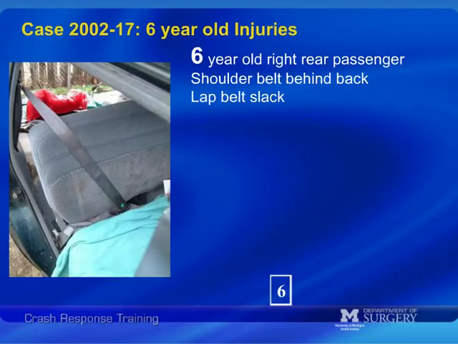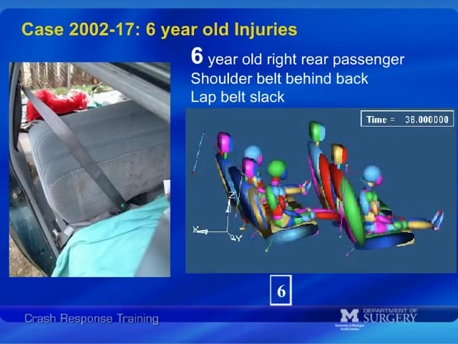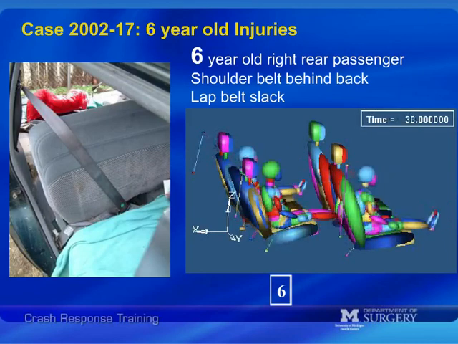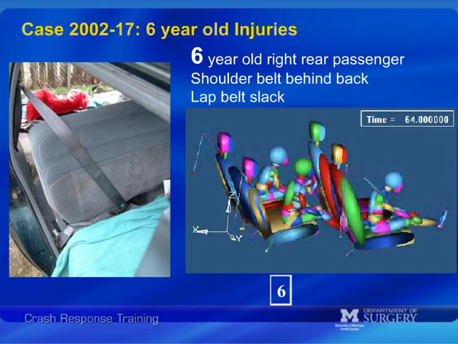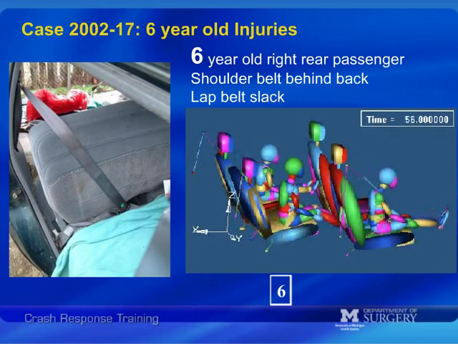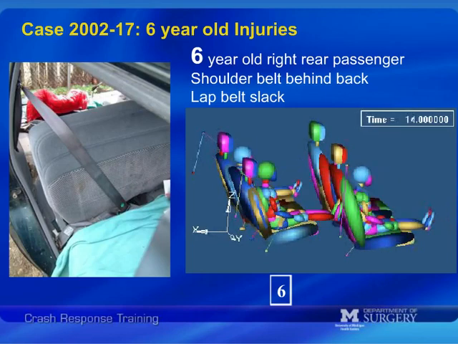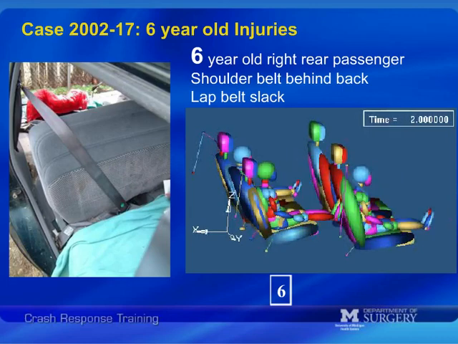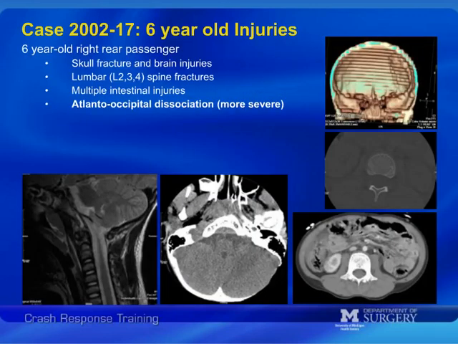So let's take a look at what happened to the 6-year-old right rear passenger. This child had shoulder belts behind the back, and the lap belt was slack as the child was slouching down. You can see here in the model with the video that the child goes forward and indeed ends up striking the back of the front passenger seat. The result was that this child sustained skull fractures and brain injuries. You can see the skull fracture here in the upper right. It's sort of oriented in a vertical fashion.